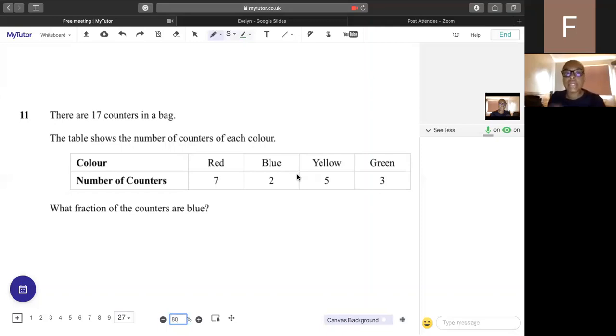Perfect. So the next question that we're going to look at today is this one here. So we've got 17 counters in the bag. The table shows the number of counters of each colour. So we've got 7 red, 2 blue, 5 yellow, and 3 green. So what fraction of the counters are blue? So remember, a fraction is part of whole amounts. So we have a whole amount of 17 counters in the bag, and we have 2 which are blue. So our answer would be 2/17. So out of 17, only 2 are blue. That's your answer for that question.